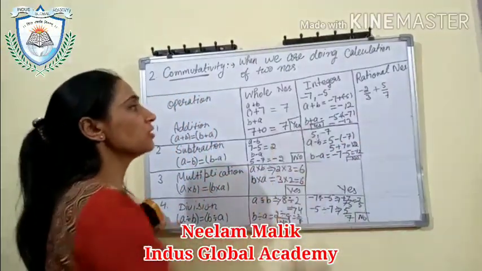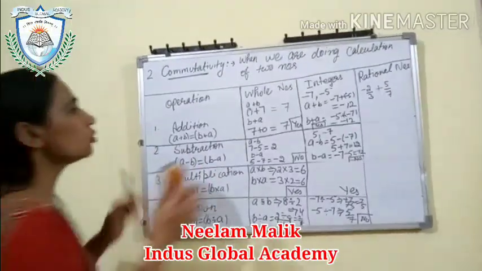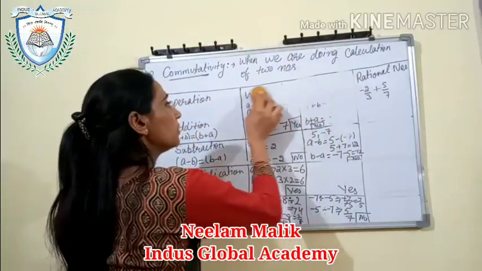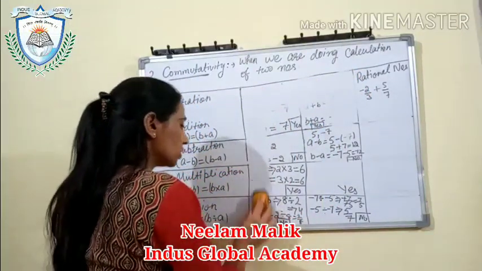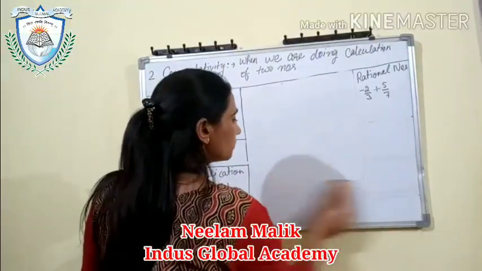Now our main topic is rational numbers. We will check this for rational numbers. I am rubbing these two out because we do not have enough space. We have done these operations. Now I will explain the rational numbers.